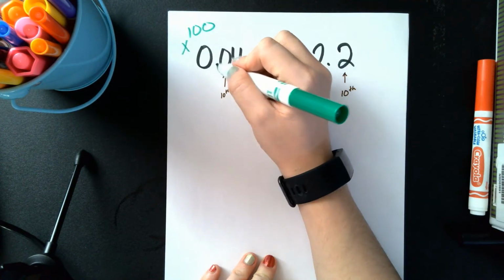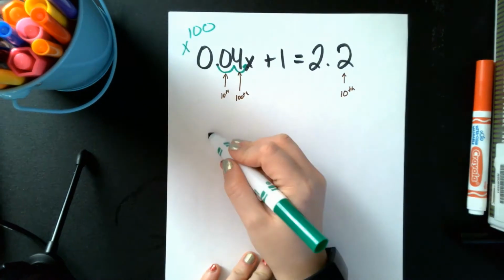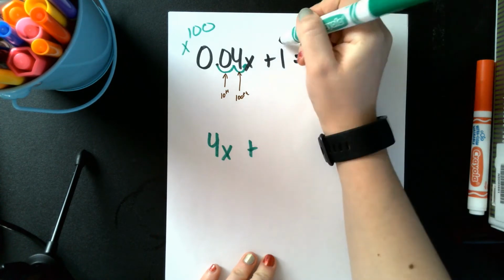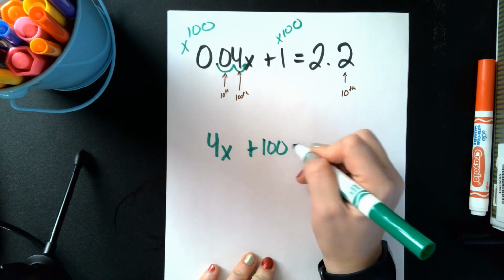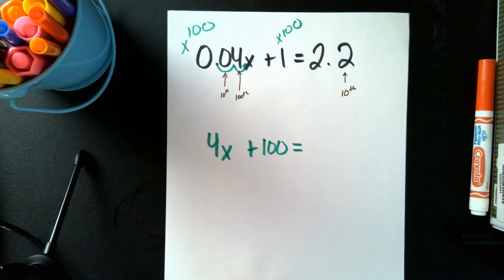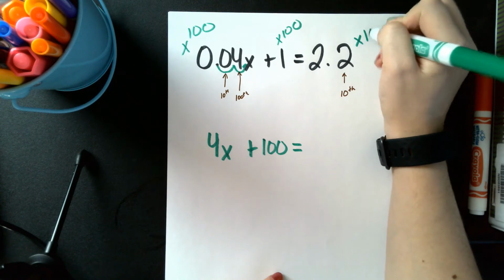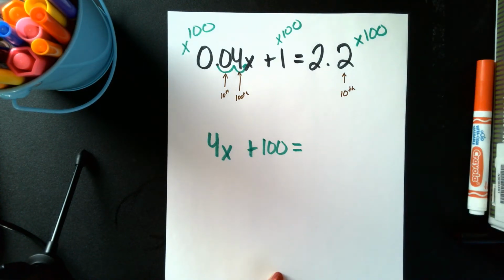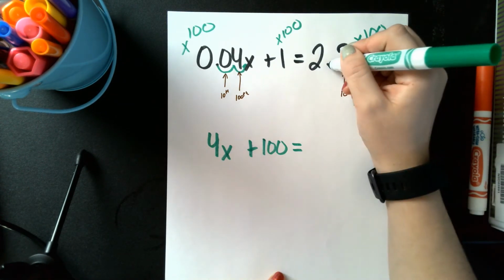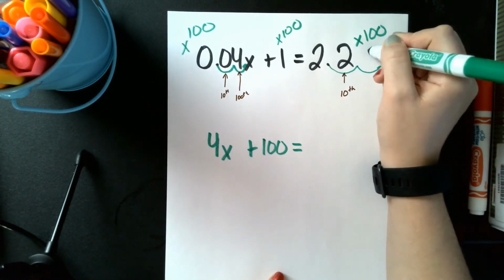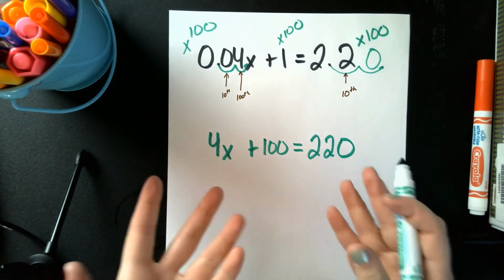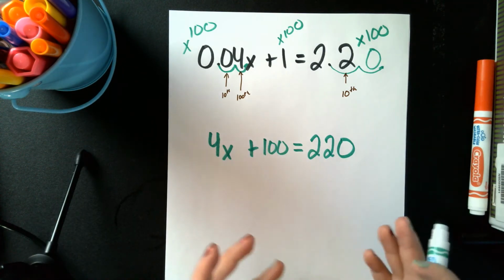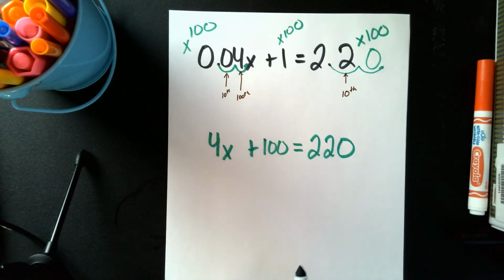If I multiply this by 100, it moves back once, twice, and I end up with 4x plus, multiply this by 100, 1 times 100 is 100. And then I'm going to have you answer this one on Nearpod, multiplying 2.2 by 100. What's the answer? The answer is we move back once, twice. Who got 220 as their answer? And like that, all of the decimals are gone. Now we are dealing with some bigger numbers, but much easier than dealing with decimals.